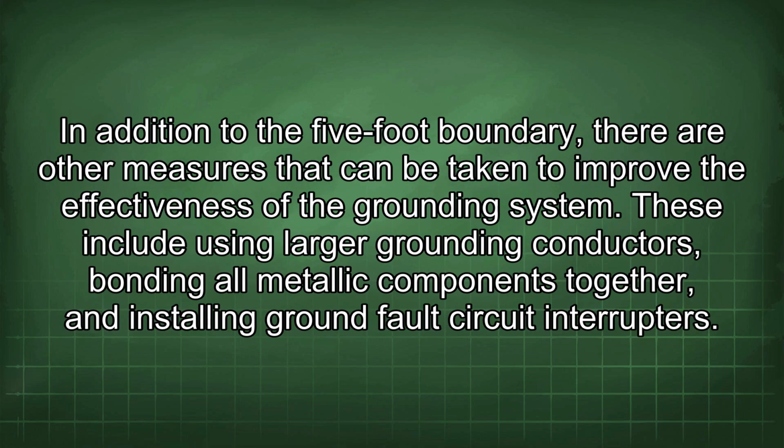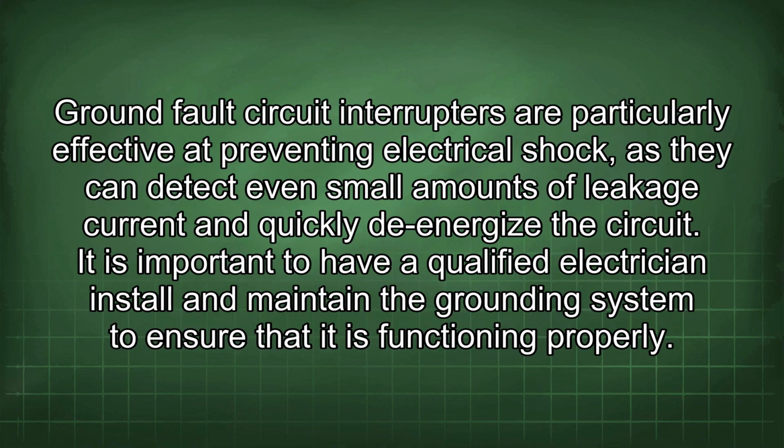In addition to the 5-foot boundary, there are other measures that can be taken to improve the effectiveness of the grounding system. These include using larger grounding conductors, bonding all metallic components together, and installing ground fault circuit interrupters. Ground fault circuit interrupters are particularly effective at preventing electrical shock, as they can detect even small amounts of leakage current and quickly de-energize the circuit.